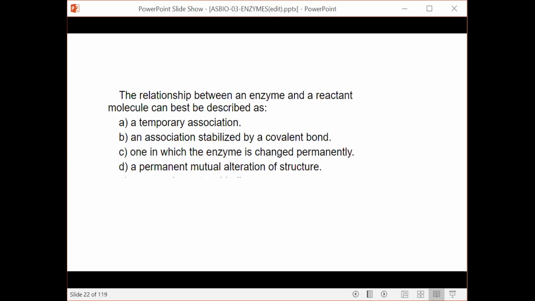Okay, let's see. All of you got it correct. Good. So the relationship is a temporary association between the enzyme and the reactant, which over here is your substrate. So the substrate-enzyme association, the relationship is temporary. All right. It is not stable.